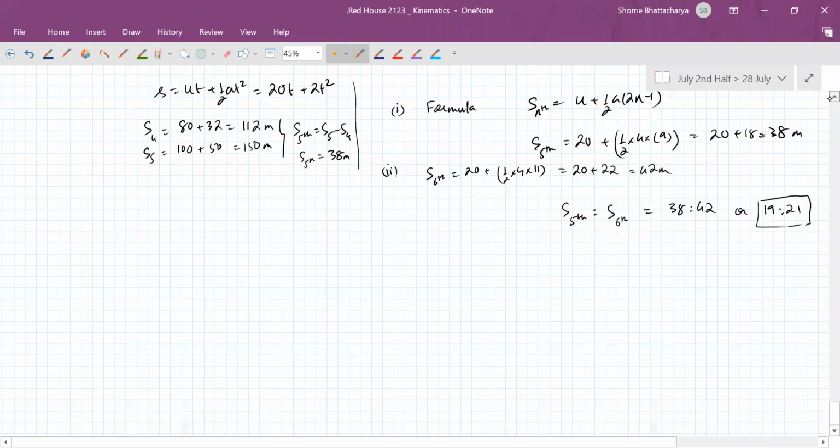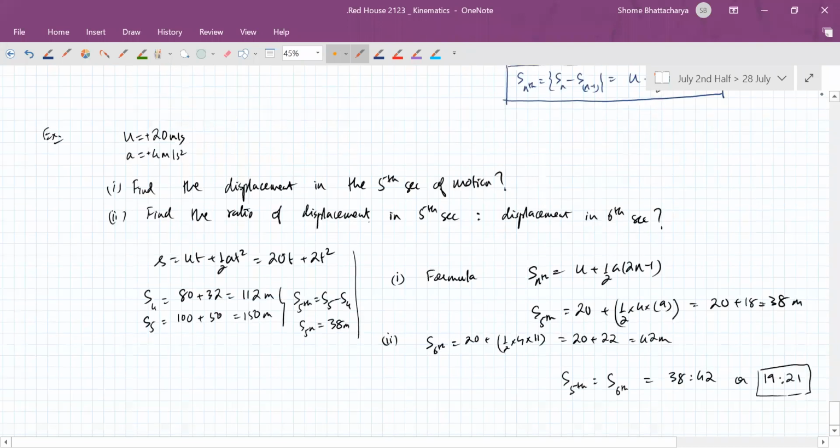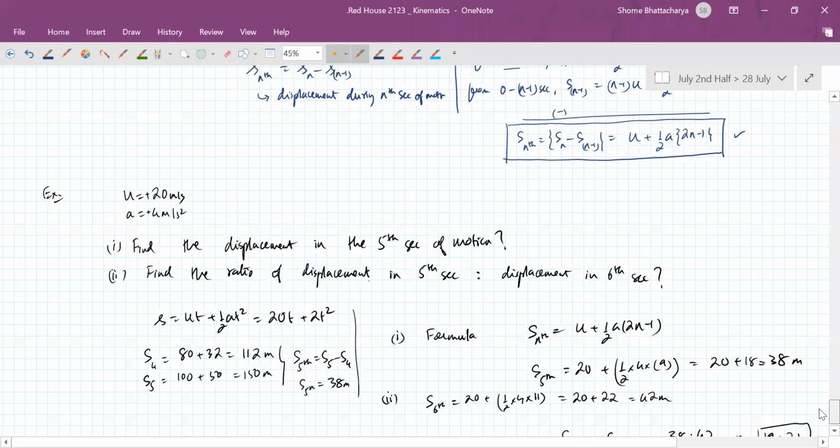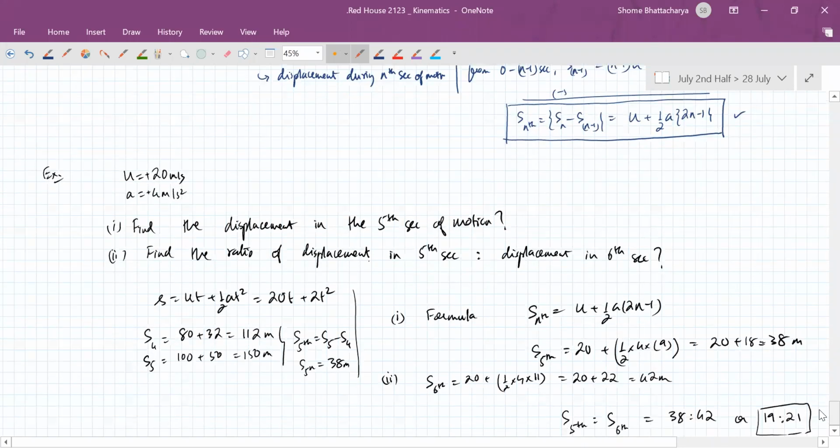So these type of specific questions which are related to the nth second displacement have to be approached by this particular method. Ideally they should be approached by this formula. You always have the fundamentals to come back on, so you can come back to these relations like I've done on the left hand side over here, but that will take more time. That's why this shortcut formula helps a lot for displacement in the nth second.